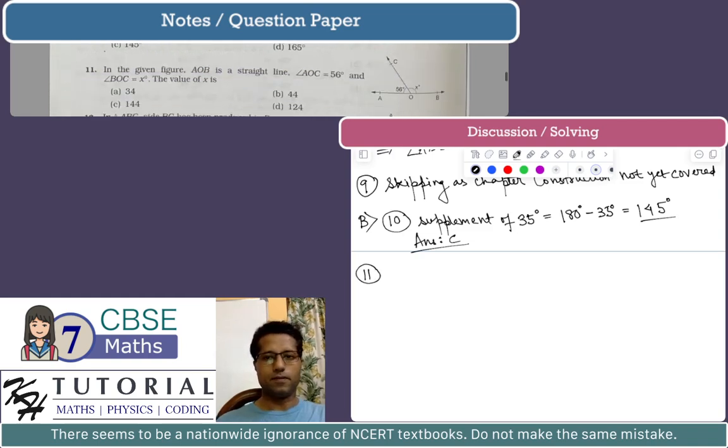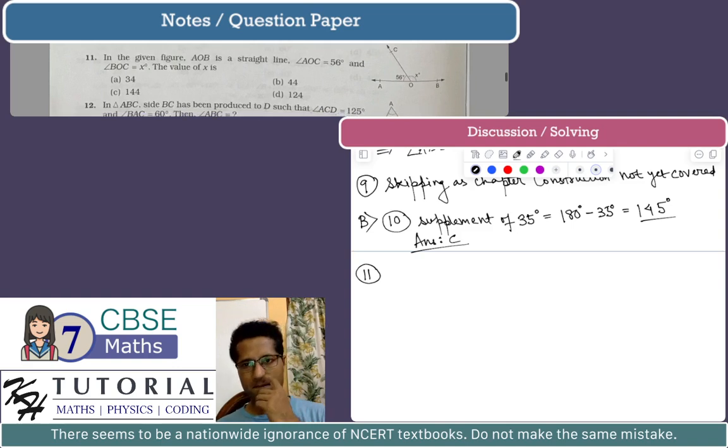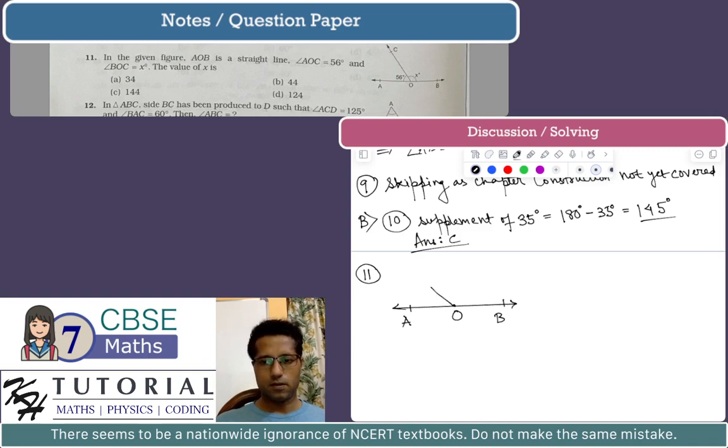Problem number 11. A figure is given. Let's draw the figure. We can see a straight line AB. There is a point O on the straight line AB, and we see a ray OC standing on the point O, standing on the straight line AB.